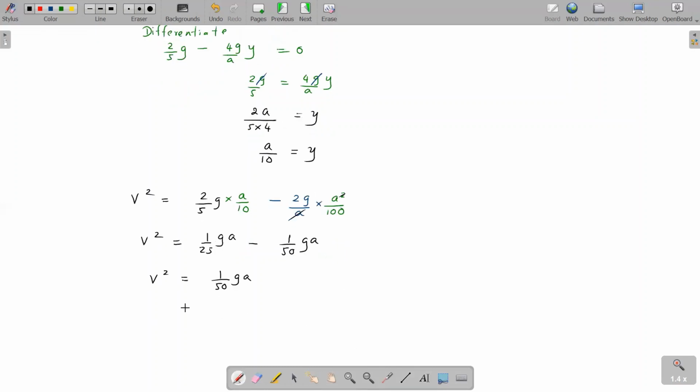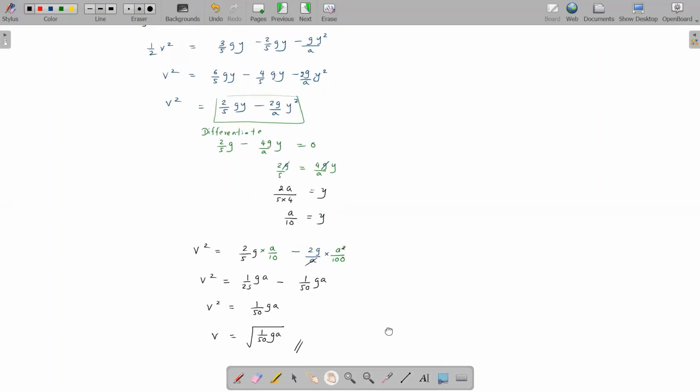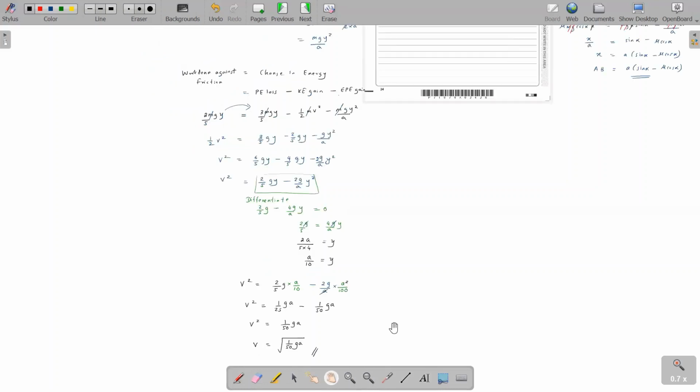So v equals the square root of 1 over 50 ga meters per second. Okay, so the square root of 1 over 50 ga. This is the maximum speed achieved during the motion.